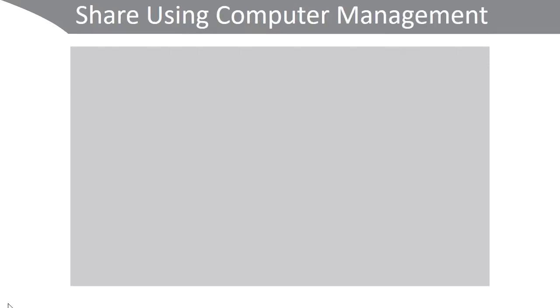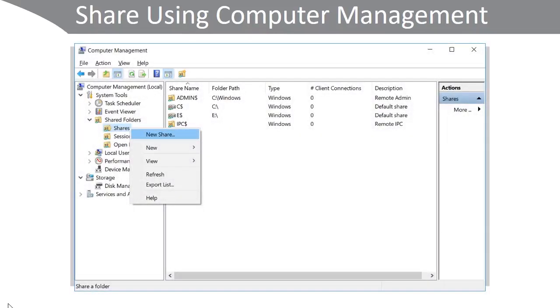To share using Computer Management, open up Computer Management, navigate to the System Tools, Shared Folders folder, click on Shares, right-click and say New Share. You'll then need to specify the share folder name, what it is you want to share, and then configure permissions.